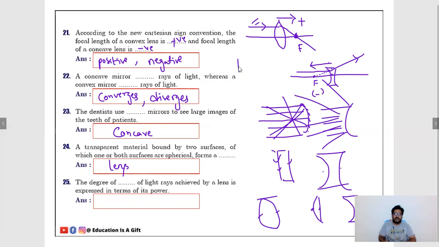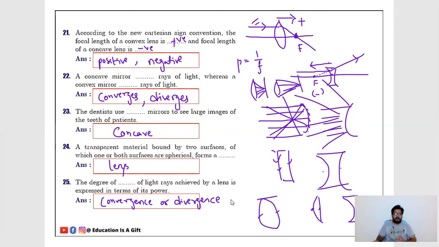Last one, the degree of dash of light rays achieved by a lens is expressed in terms of its power. So what is meant by power? P is equal to the reciprocal of focal length. Now, where can we find focal length? If you want to find focal length or focus, light rays will be converged or diverged, right? So the degree of convergence or divergence. That is the definition of power. One lens may converge at this point, another lens at another point. Whatever it may be, power is measured in diopters. So if you want to define power in terms of light rays, the answer is degree of convergence or divergence. Depending upon the convergence or divergence, they will set the power.